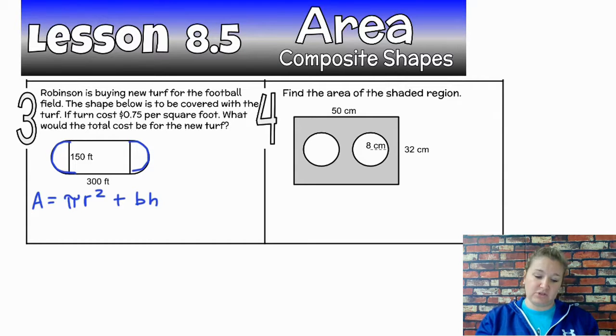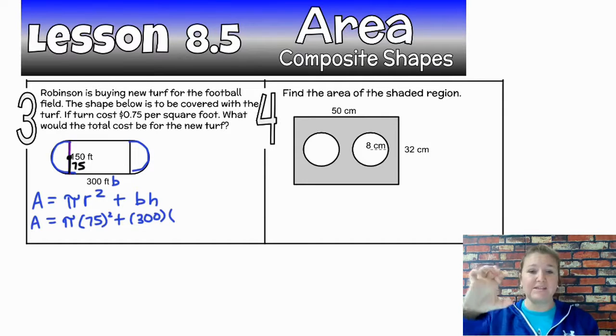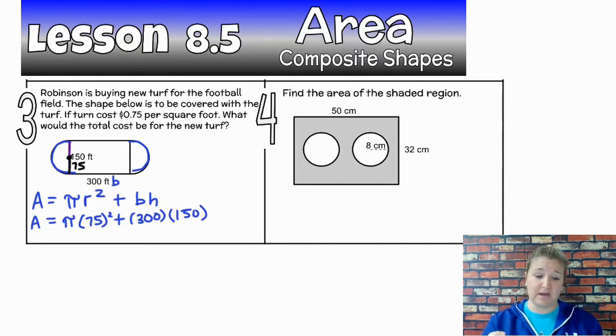I need to find the radius here. So this entire length is 150. So half of that, that's the diameter of this semicircle, half of that is going to be 75. So I'm going to have pi times 75 squared plus, now the base for the rectangle, I'm going to say is 300. Again, it doesn't matter the order that you put those in. And then the height is not going to be 75. It's still the 150. That's the entire height there. We just used 75 to find the radius because we needed half of it.